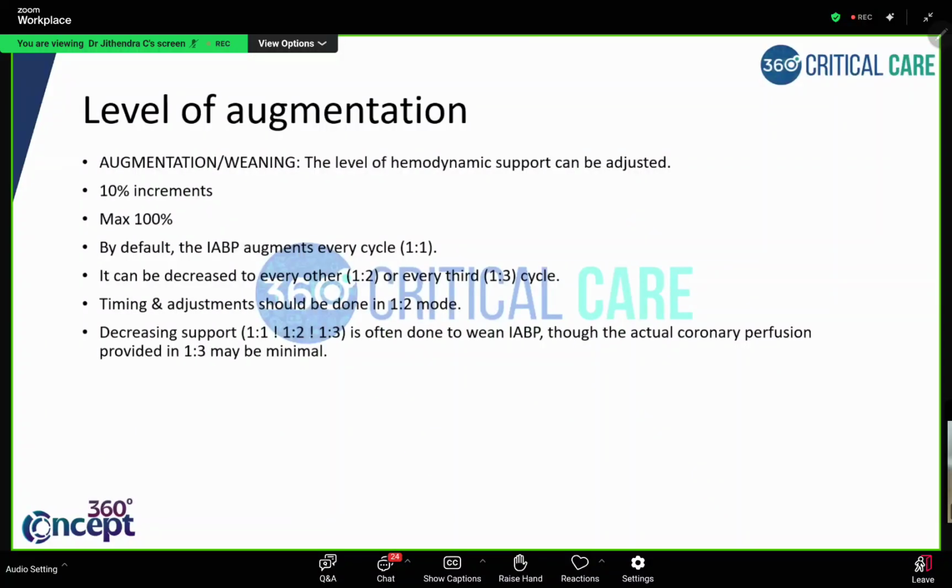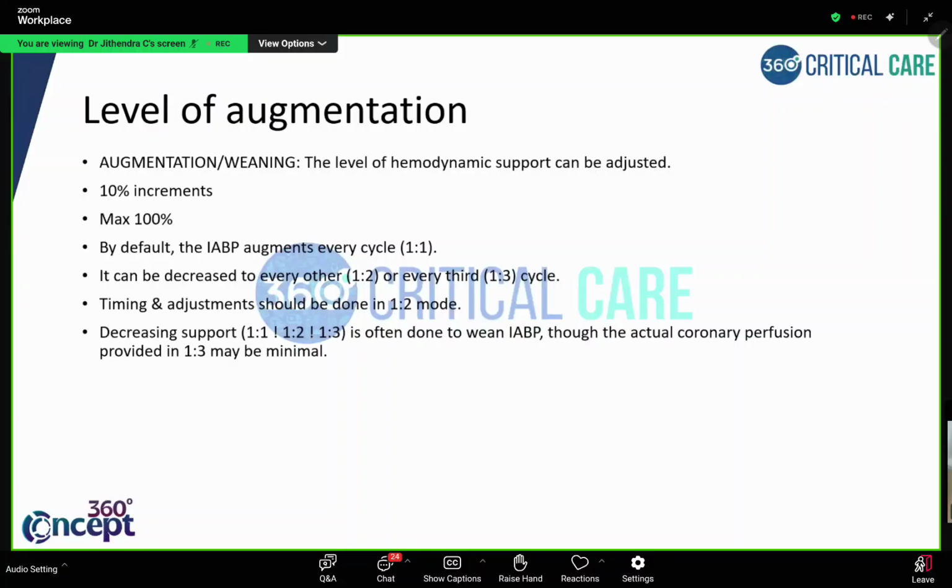So we saw the various triggers. Next, I told you, is the level of augmentation. We have LED lights in 10 steps. The least is 10%, the maximum is 100%. Usually it will be kept at 100% because we want to give maximum augmentation, that is, how much the balloon is getting inflated. The balloon should be inflated at least 90%.